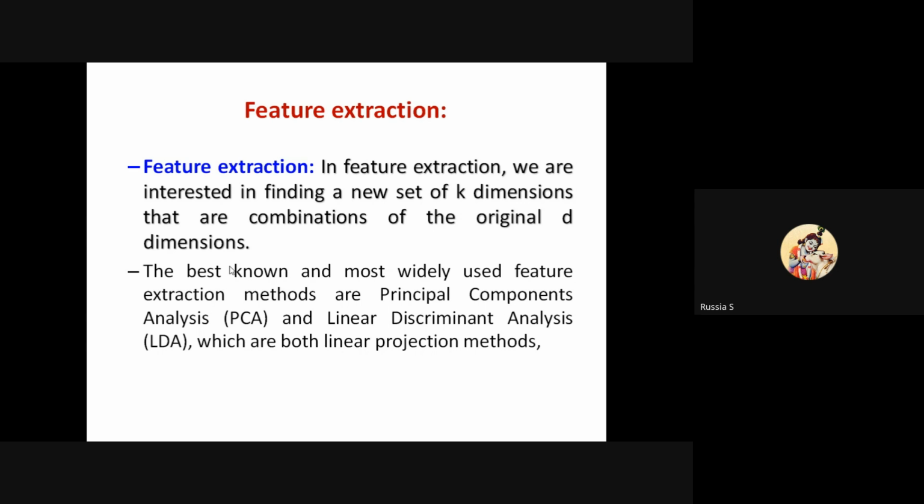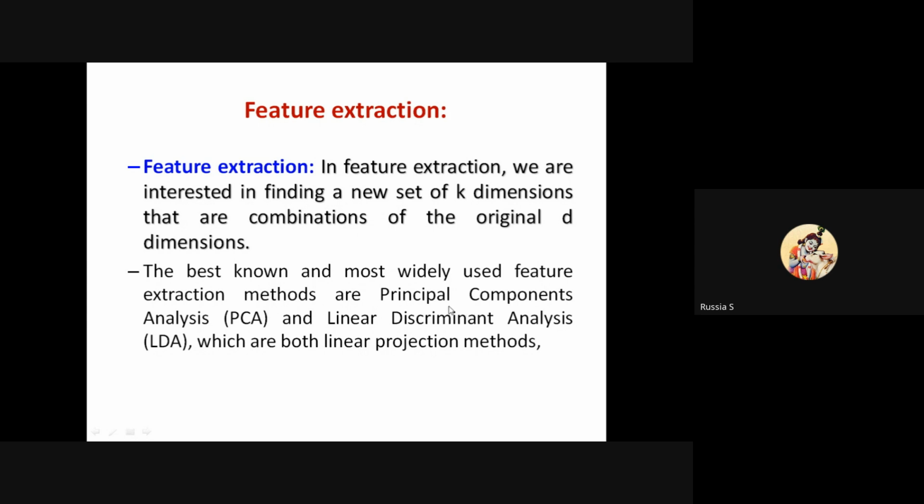The next part is feature extraction. In feature extraction, we are interested in finding a new set of k dimensions that are a combination of the original d dimensions. In feature extraction, we cannot delete any features; only the dimension is reduced. Here we never skip any features. The best known method under feature extraction is PCA.